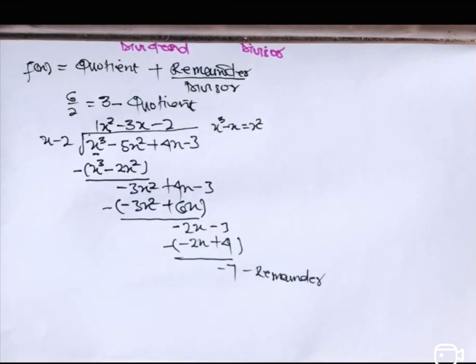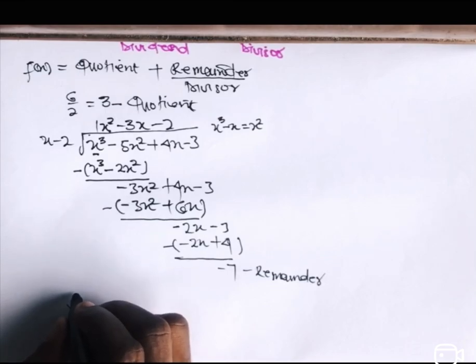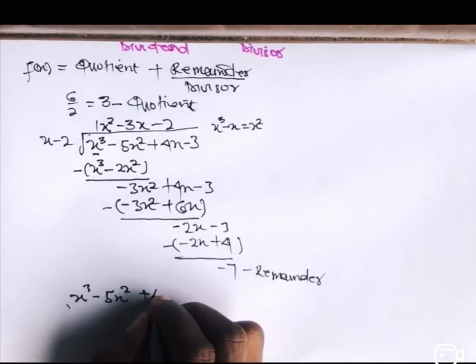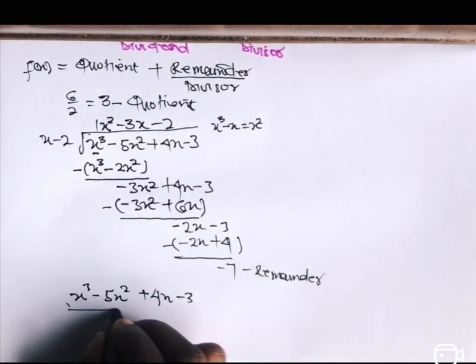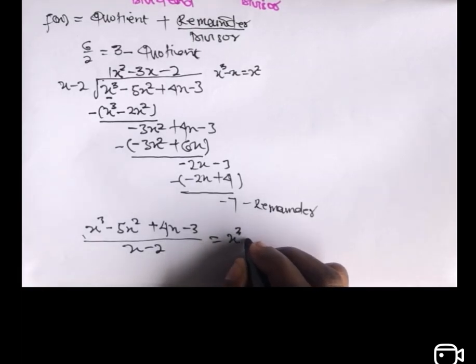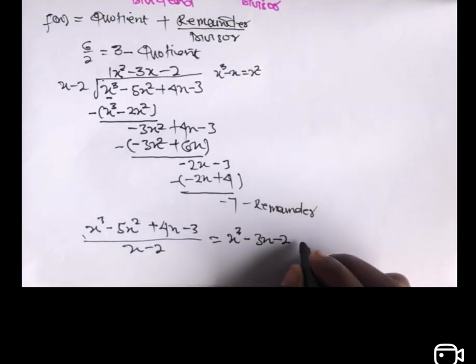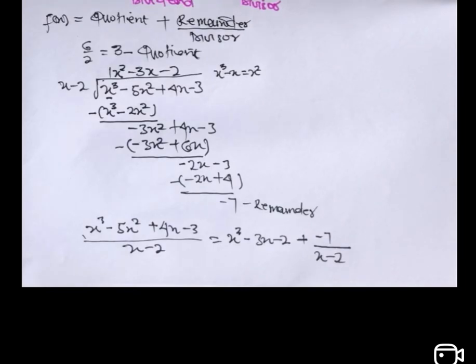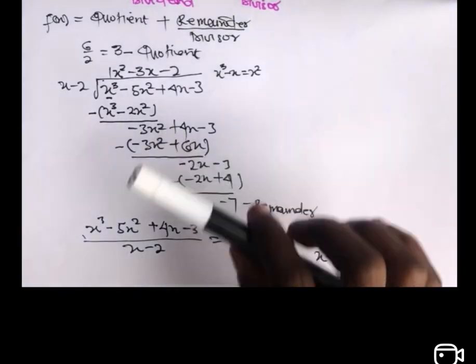Okay, so my answer should be in the form, so let me write this way first. x cubed minus 5x squared plus 4x minus 3, all divided by x minus 2, is equal to the quotient first. So our quotient is x squared minus 3x minus 2, plus the remainder, which is negative 7, divided by the divisor, which is x minus 2. And this is the answer for this problem.